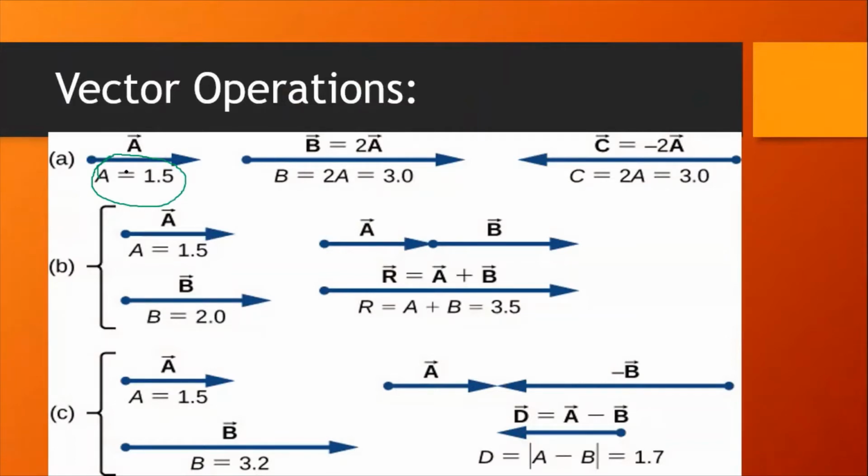Double A means 2 into 1.5, so it will be 3. Its length is 3 meters, or whatever unit you want to take, but its magnitude is 3. You can see its length is greater than the length of vector A. So vector B equals 2 of vector A, twice vector A, and the direction of vector A and vector B is the same. So you can easily add them because both have the same direction.